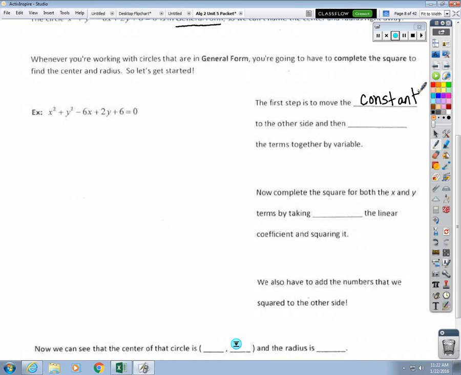Wait, didn't we do this already? Maybe in geometry a little. No. We're talking about this. Yeah, we did completing the square, but we did it with quadratics.